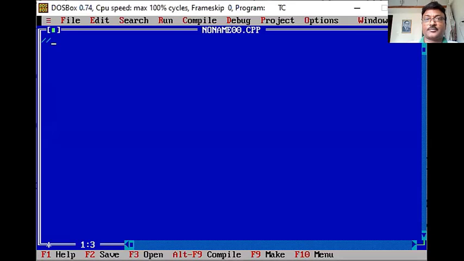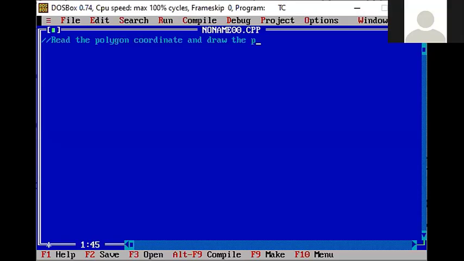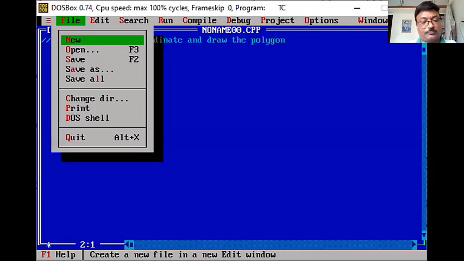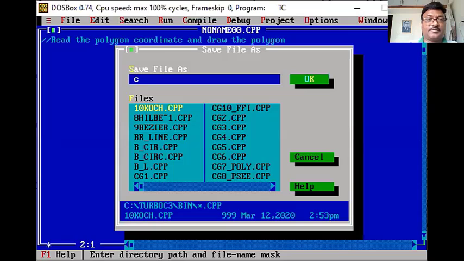Start here. Suppose I am using the title, so that you have to use two slashes for the comment. Read the polygon coordinates and draw the polygon. That may be a convex or concave polygon; both you can draw. I am going to show this program in C, suppose polygon1.cpp.